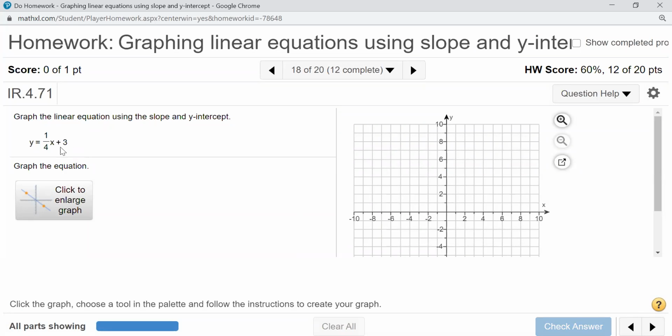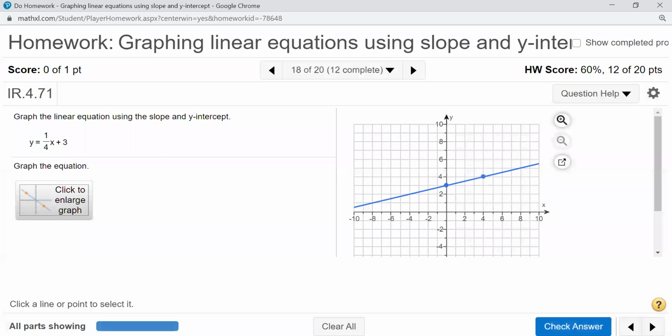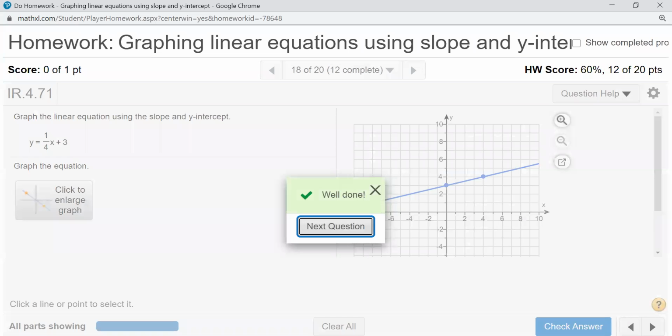One-fourth x plus 3, so this thing's going to cross the y-axis at 0, 3. Then to get our next point, we go 4 units to the right, 1 unit up. It's a positive slope. So find the point 0, 3, there it is. You're going to go 1, 2, 3, 4 units to the right, and then up only 1 unit using the rise over run interpretation. So you can graph these bad boys pretty quickly.